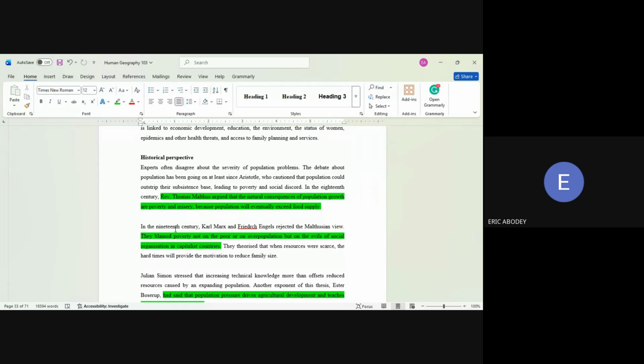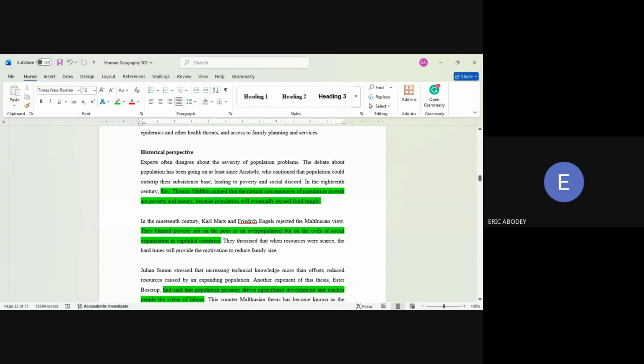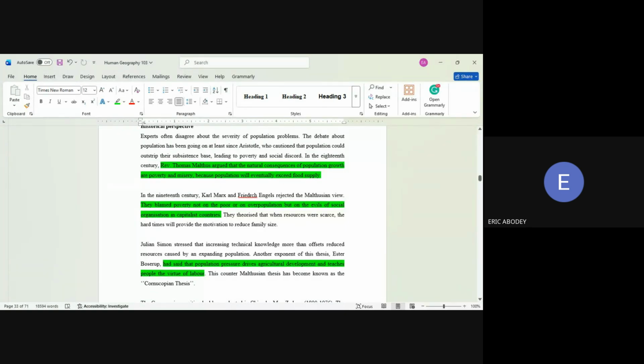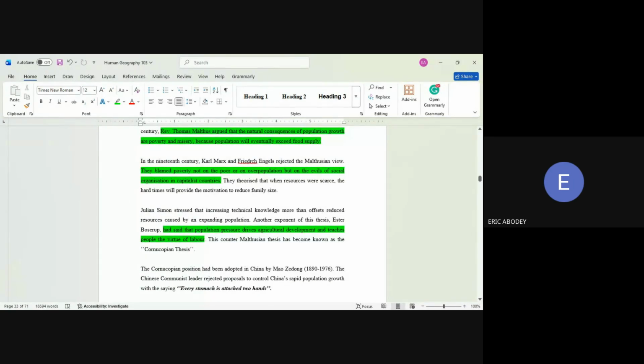So these theorists theorize that when resources are scarce, the hard times will provide the motivation to reduce family size. And to some extent, it makes sense that when times become hard, nobody will tell you to reduce the number of children you are dreaming to have. Another renowned researcher, Simeon, stressed that increasing technical knowledge more than offset reduced resources caused by an expanding population. Another exponent of this thesis, Esther Husserl, said that population pressure drives agricultural development and teaches people the virtue of labor. So they also believe that when population increases, nobody will tell you that you need to farm or work hard in order to feed your family.